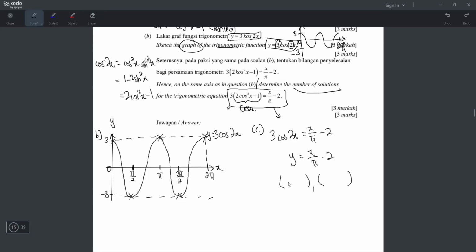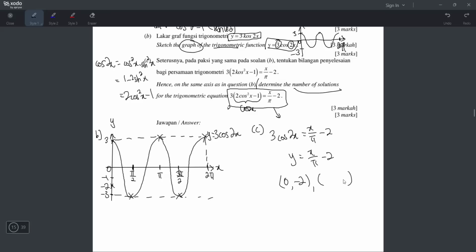Usually when we draw, we will ganti kosong. When we cari point, we will ganti x kosong. So 0 over pi is 0, 0 minus 2, negative 2. So let's go and find 0, negative 2. So this is 0, negative 3 is here, so this is negative 1, lebih kurang sini lah, and this is negative 2. Okay, betul lah, 0, negative 2.